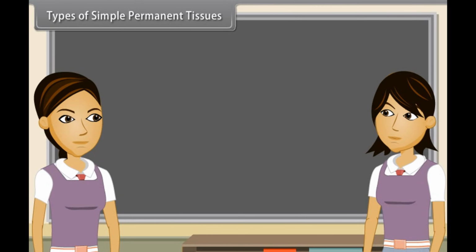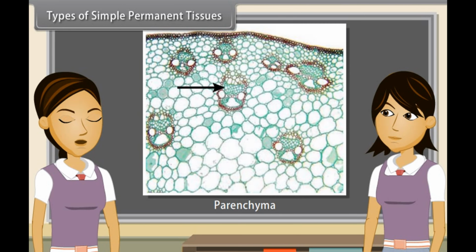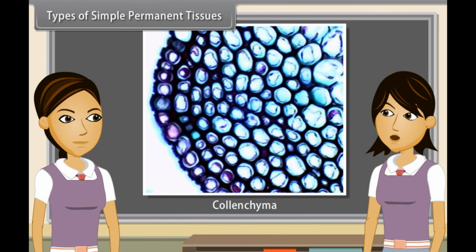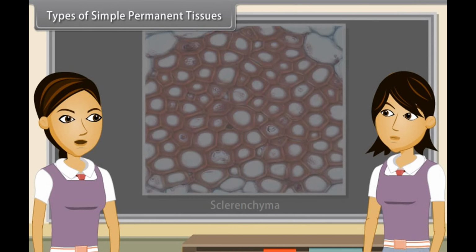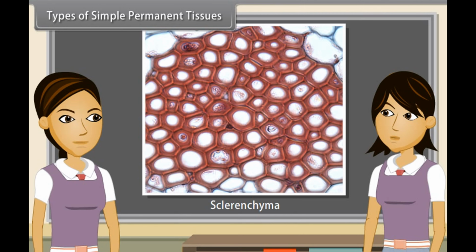Types of simple permanent tissues. On the basis of nature of cells, simple permanent tissues are of three types: parenchyma, collenchyma and sclerenchyma. Parenchyma is made up of cells with thin primary walls that retain their protoplasm. Collenchyma is made up of cells with thick primary walls that retain their protoplasm. Sclerenchyma is made up of cells with lignified secondary walls that have lost their protoplasm at maturity, that is, are dead.